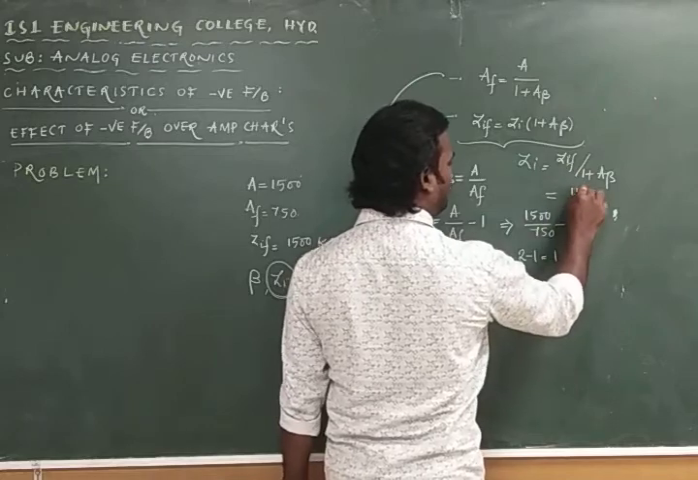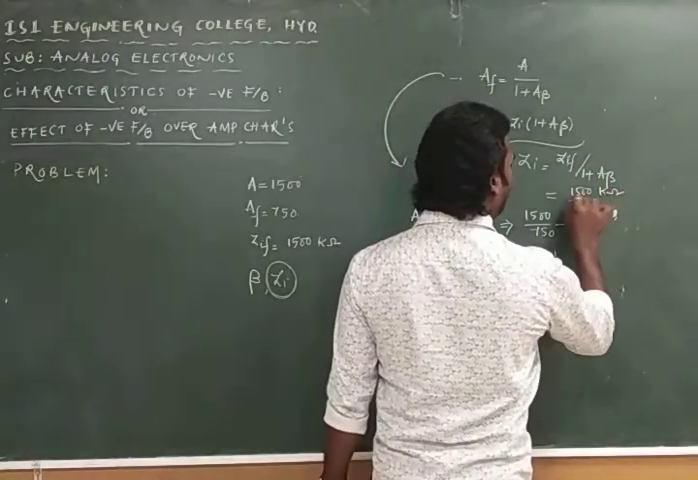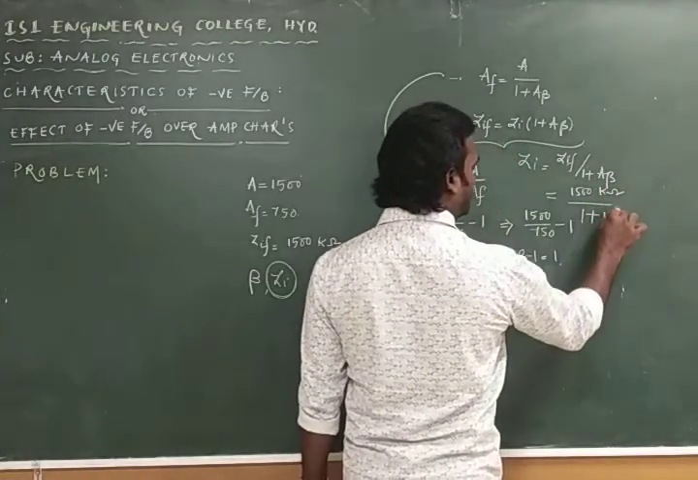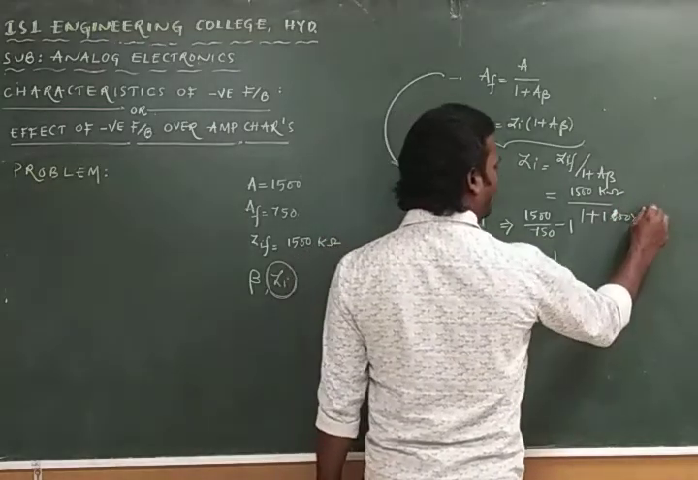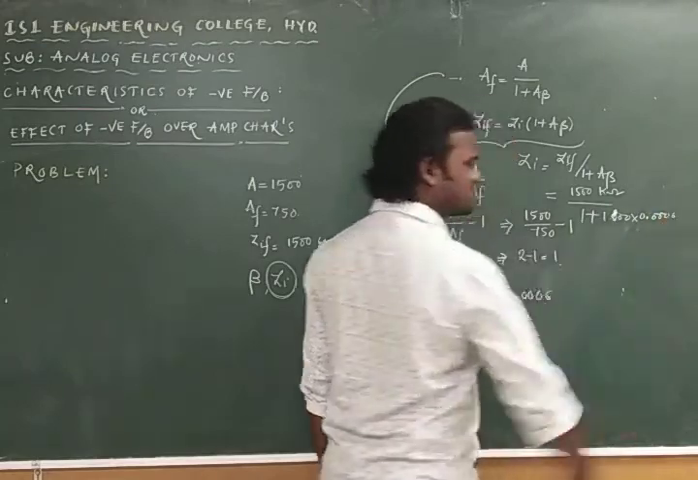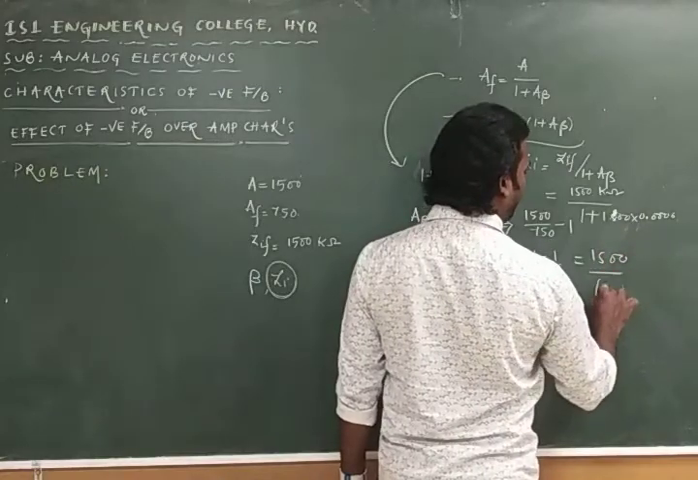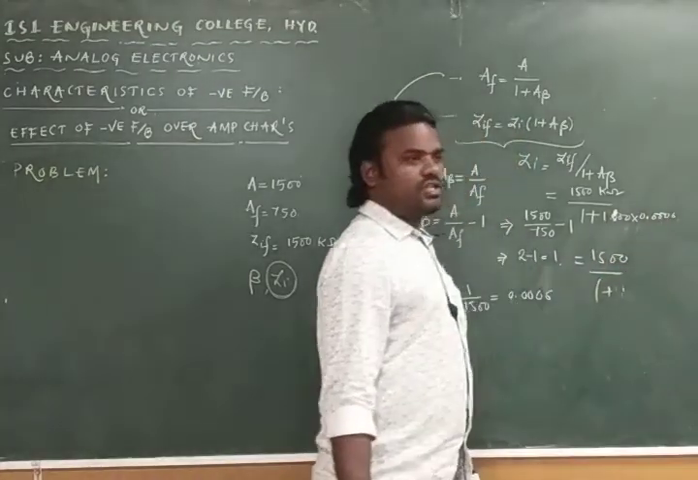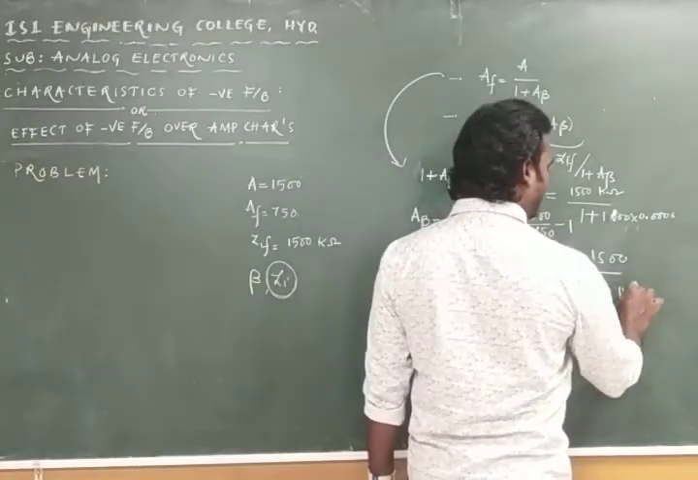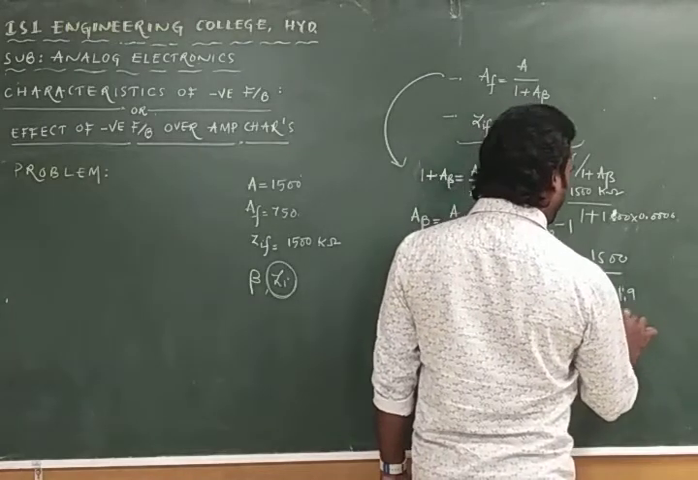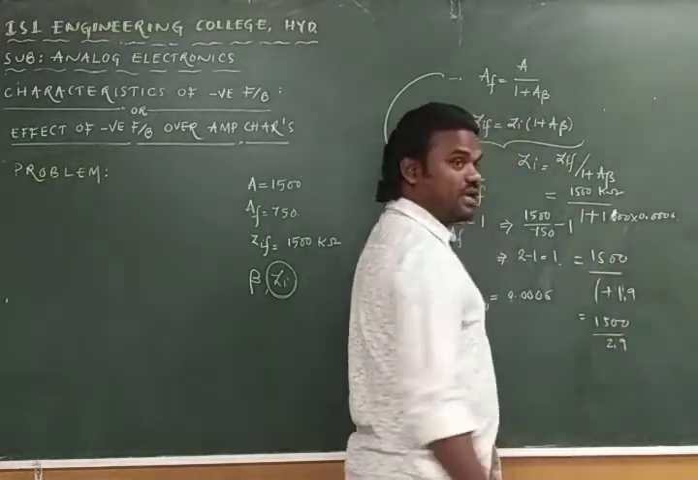Zi we know that is 1500 kilo ohms. 1500 kilo ohms by 1 plus A beta. A is 1500, into beta, how much is it? 0.0006. So that you can go with 1500 by 1 plus 1500 into 0.0006. How much is it? 0.9. So that it is 1500 by 1.9. If it is 0.9, then it will be 0.9 plus 1, it is 1.9.